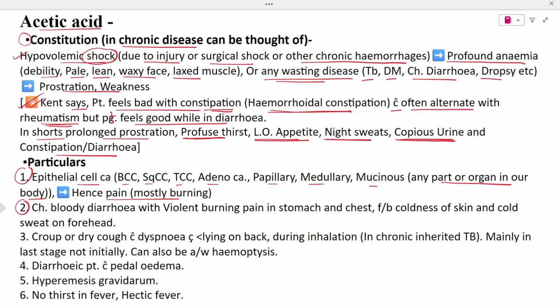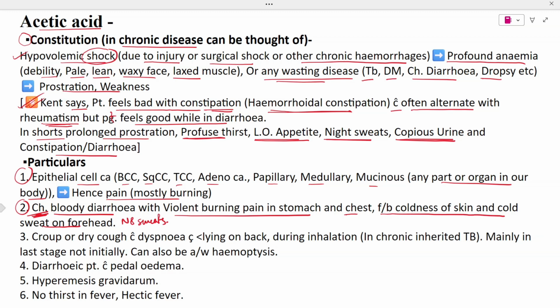Now this is one of the symptoms where we can think of acetic acid. Second is chronic bloody diarrhea, as I have discussed, a hemorrhagic drug, and diarrhea, and the most important part is that it is chronic diarrhea. I have already said that in acute cases, Aceticum acidum is not prescribed frequently, but in chronic cases, it is one of the very wonderful drugs. With violent burning pain in the stomach and chest, followed by coldness of skin and cold sweat on the forehead, and mostly, as I have already discussed, night sweats.